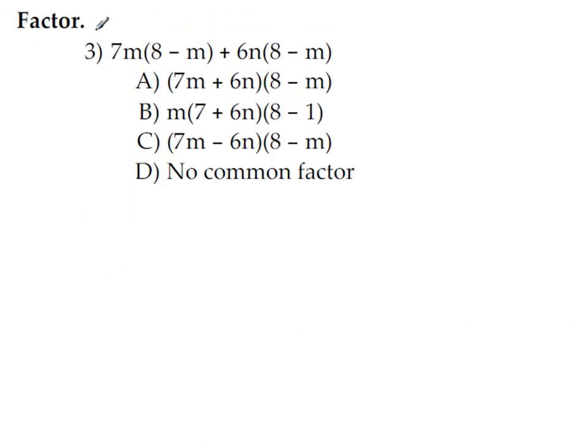Question 3. Once again, factor is the directions. Now, when we look at this guy, he's actually much easier than our previous one. We have 7m times this ugly binomial, m minus 8, minus m, plus 6 times 8 minus m. And you might notice 8 minus m here is the same as 8 minus m there. That is actually our GCF. The GCF can be a binomial. So our GCF is that 8 minus m.